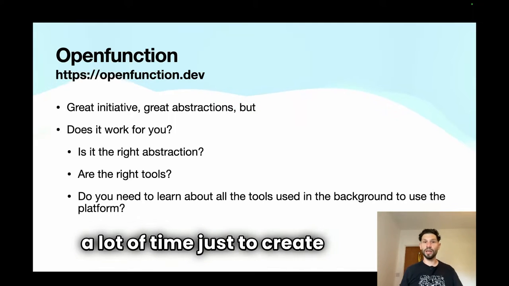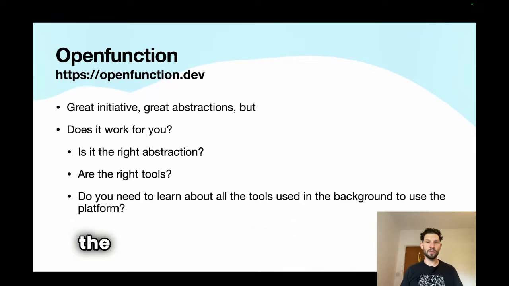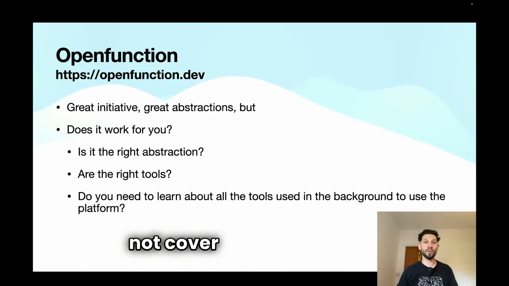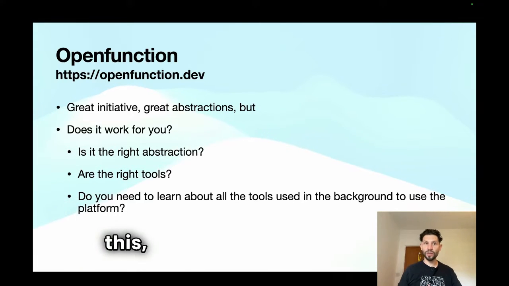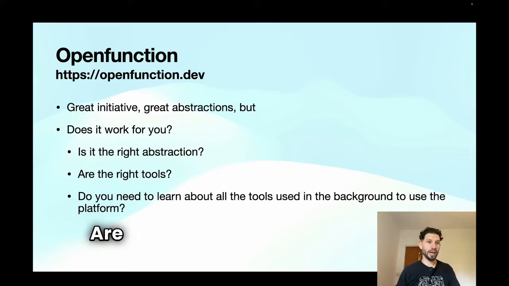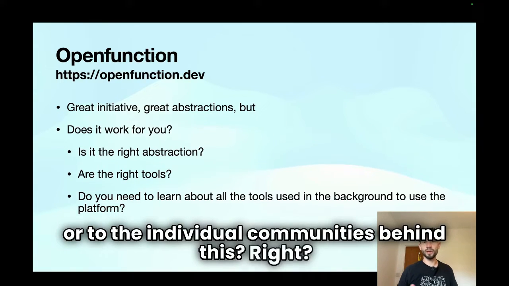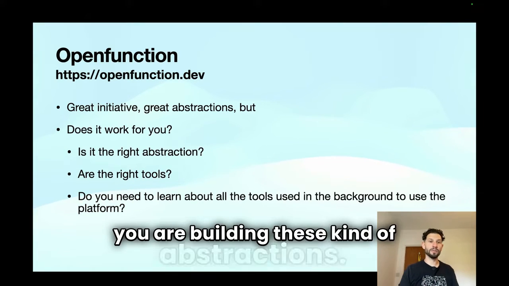And I think it's important to mention at this point that projects like these will save you a lot of time just to create examples, but the more complex the projects are, the more complicated the use cases, and sometimes, again, this abstraction does not cover those use cases. So you need to think about it. And then if you have questions with this, who are you going to ask? Are you going to the OpenFunction community or to the individual communities behind these? All these questions are things that you need to keep in mind when you're building these kinds of abstractions.